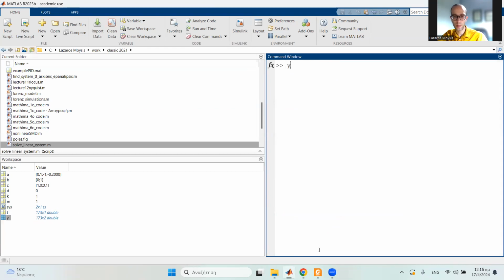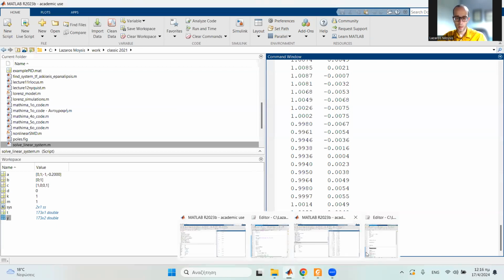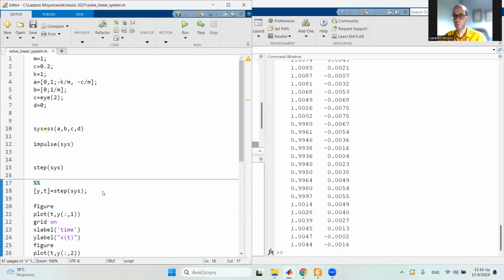I can actually print it here. So this is the response. Okay, first column is the displacement, and the second column is the velocity, right? So I can actually save the outputs in a variable of my own.